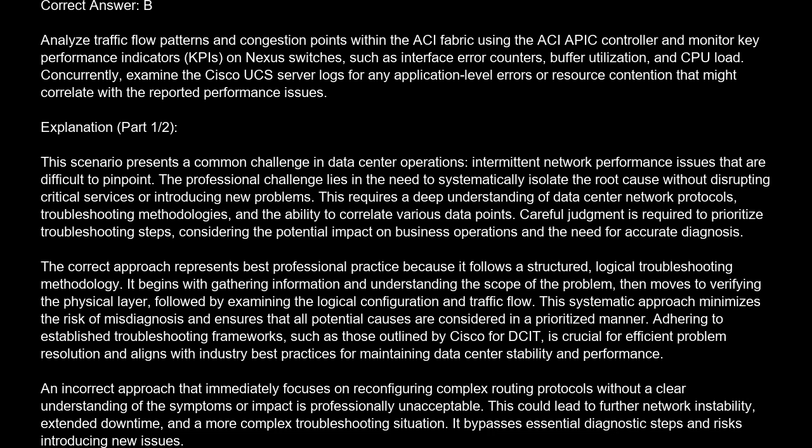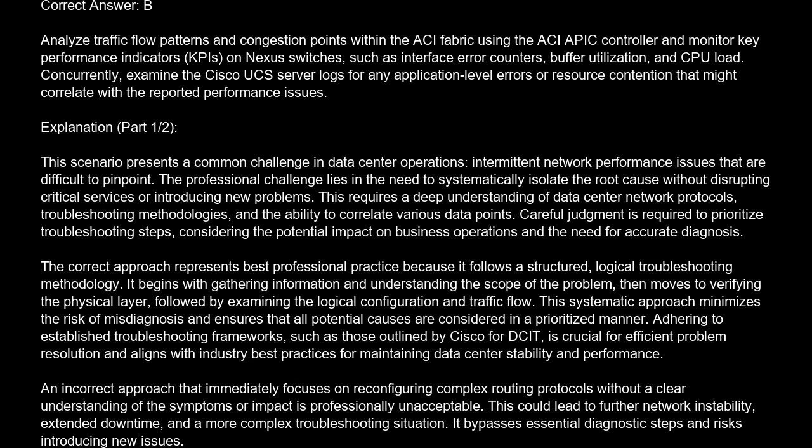Analyze traffic flow patterns and congestion points within the ACI fabric using the ACI APIC controller and monitor key performance indicators, KPI, on Nexus switches, such as interface error counters, buffer utilization, and CPU load. Concurrently, examine the Cisco UCS server logs for any application-level errors or resource contention that might correlate with the reported performance issues. Explanation. This scenario presents a common challenge in data center operations: intermittent network performance issues that are difficult to pinpoint.